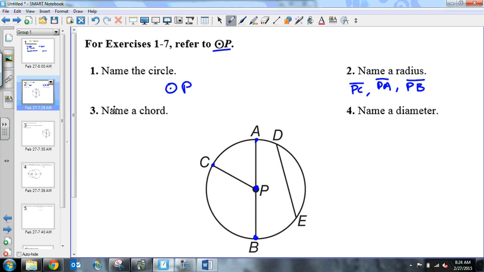Then it says name a chord. A chord is a segment inside the circle that does not go through the center. So if I were to name a chord in this situation, it would be chord DE. And then it says name a diameter. A diameter is a segment that goes from one end of the circle to the other, and it goes through the center. So I would call this segment AB. So we're just naming things within the circle. These are things that we should be able to do.